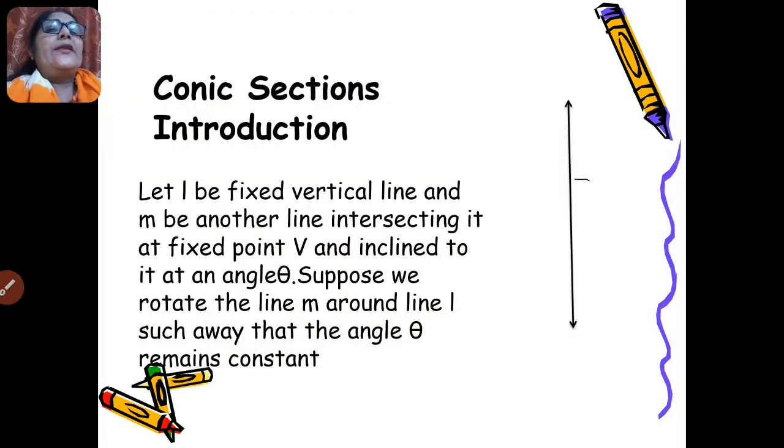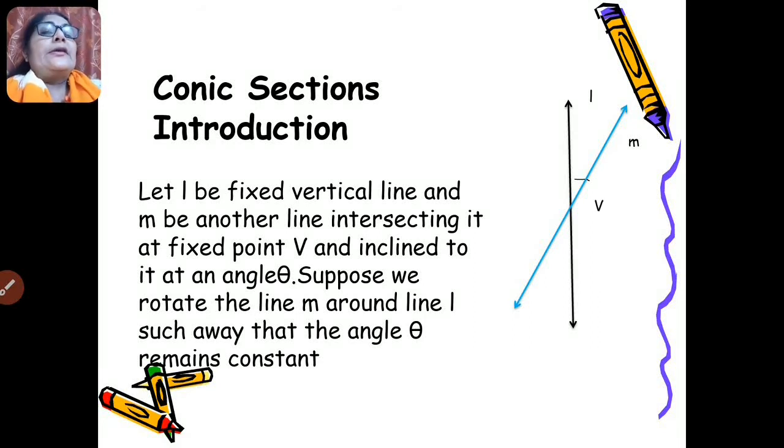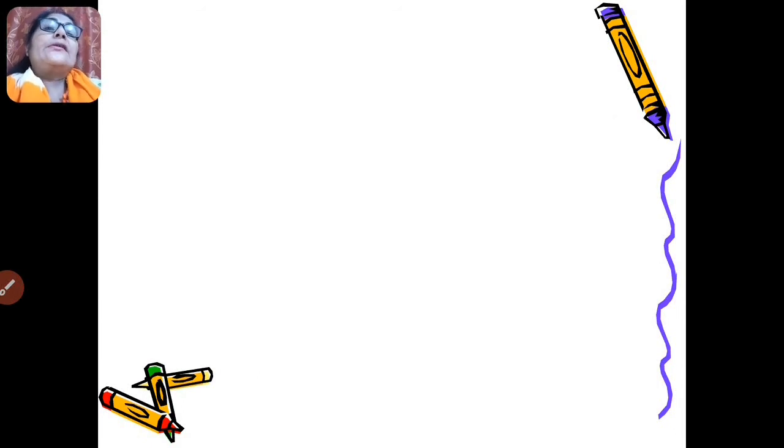Let L be a fixed vertical line and M be another line intersecting it at a fixed point V, and inclined at an angle theta. Suppose we rotate the line M around L in such a way that the angle theta remains constant. So, which shape will be generated?